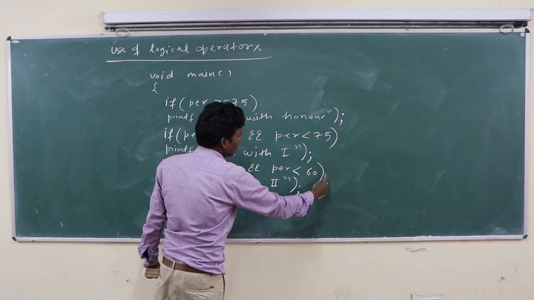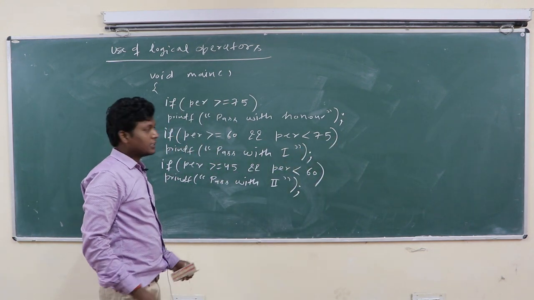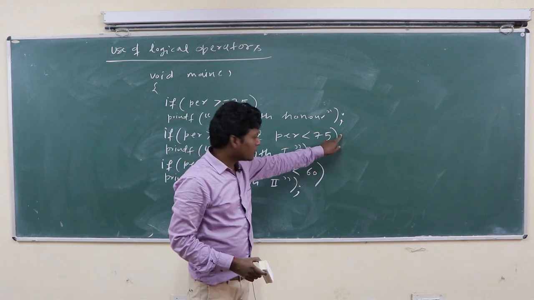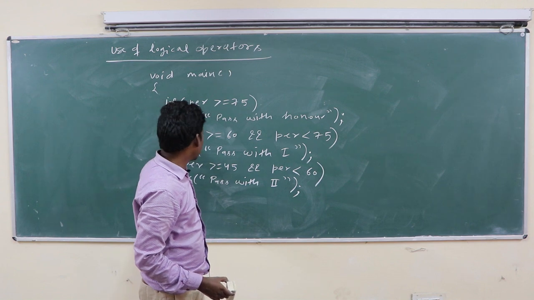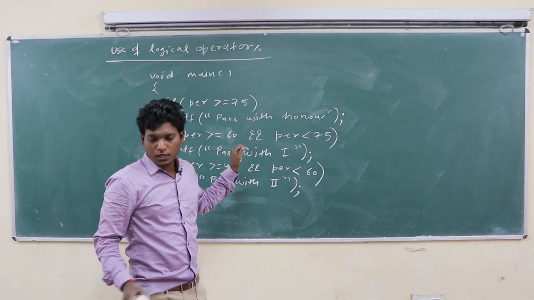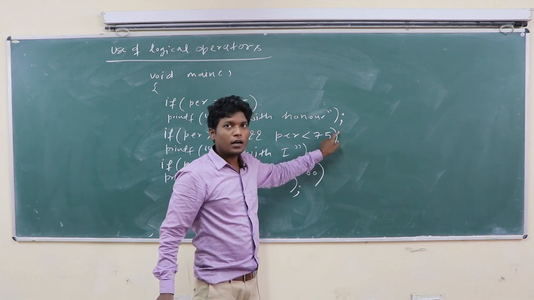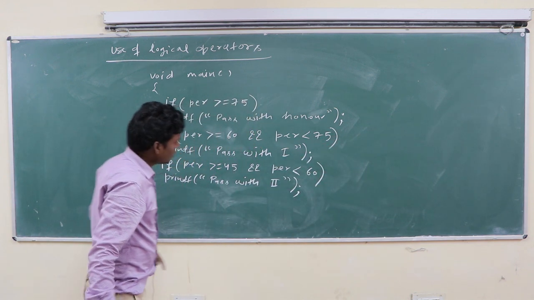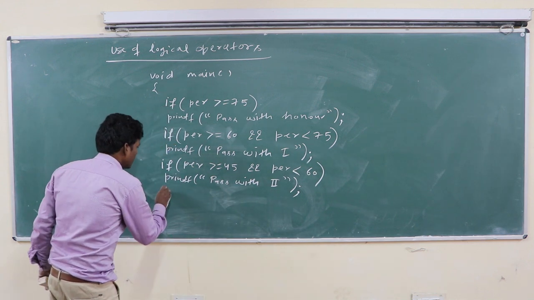Here there is no semicolon. Okay. When you check the condition, then you do not put a semicolon after the small bracket. In case of if, in case of switch, if you put a semicolon, it means you terminated the condition here. Printf pass with second division.